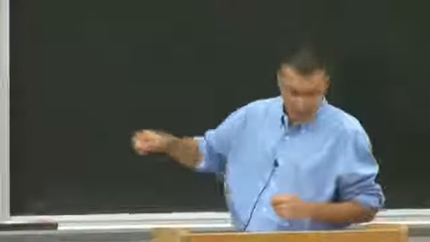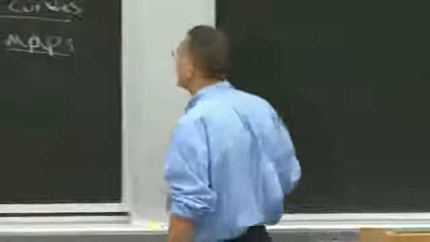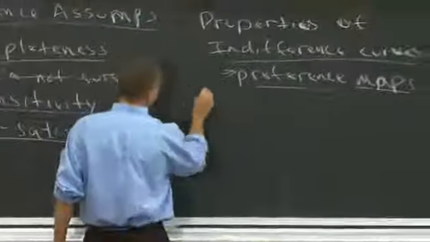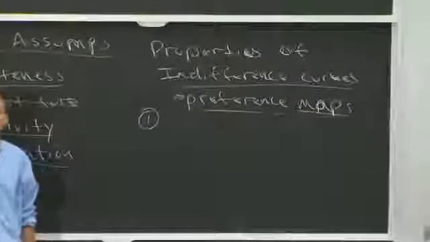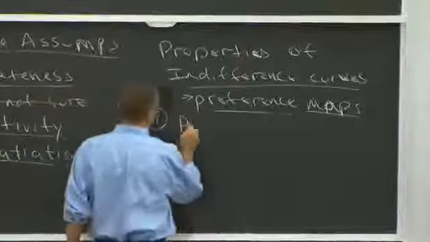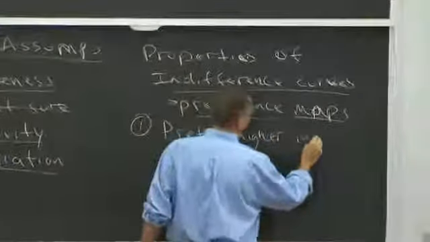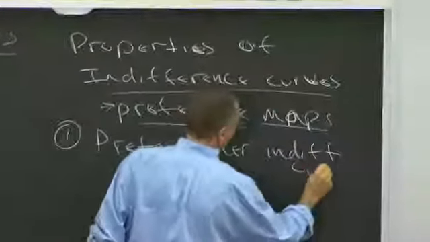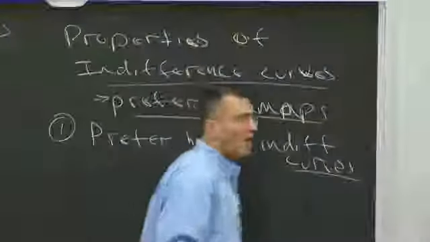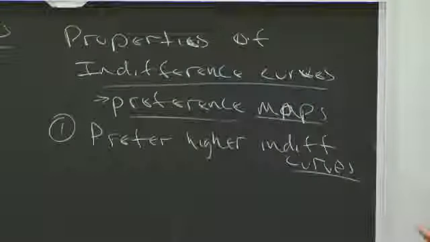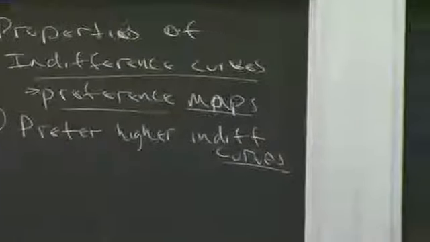So, armed with those assumptions, there are four key properties of indifference curves that we have to keep track of. The first is that consumers prefer higher indifference curves. What I mean by that is the further out the indifference curve, the more you prefer it. And this comes naturally from the non-satiation assumption.